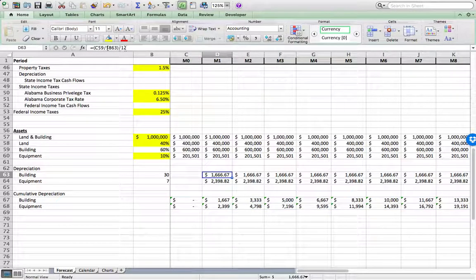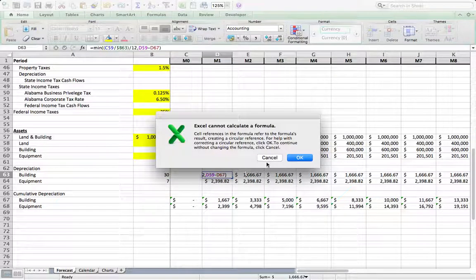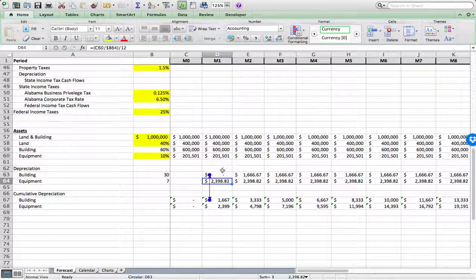Here's the calculation of the depreciation, and what we want to do is to say you take either the minimum of that, or whatever your building value is in this case, minus whatever your cumulative depreciation for the building is. And so the idea is that... I'm not sure why that did that. Didn't like it. Clearly didn't like that.